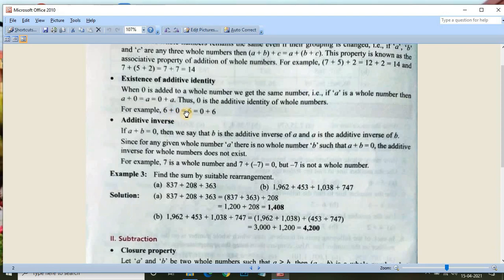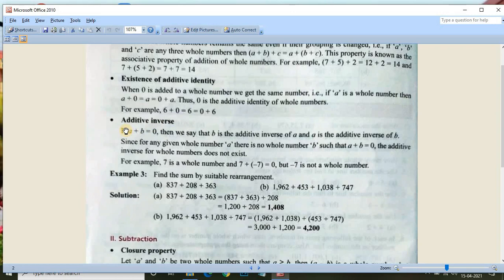6 plus 0 equals 6, and 0 plus 6 equals 6. Now did you understand? So 0 is the additive identity of the whole numbers. It means if we add 0 to any number, or add any number to 0, the answer will be the same as that number. So 6 plus 0 equals 6 and 0 plus 6 equals 6.